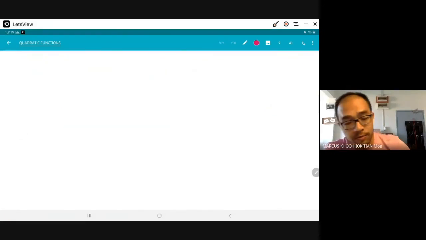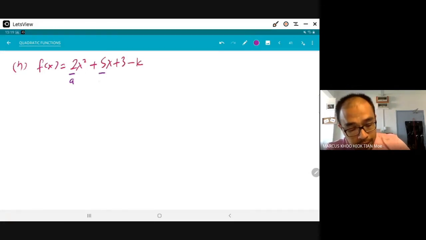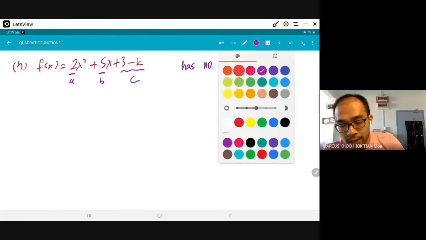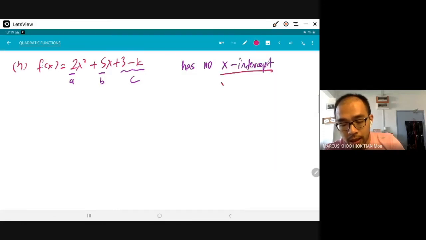Okay, question B. Question B dia cakap, find the range of values of k if the graph f(x) equals to 2x² + 5x + 3 − k. Let's identify the A, B, and C. A is 2, B is 5, and this whole thing is C. Okay, tetapi syarat that they give, dia cakap has no x-intercept.